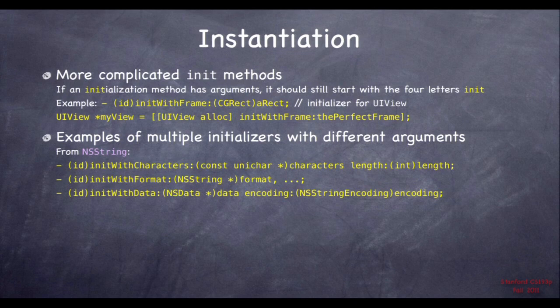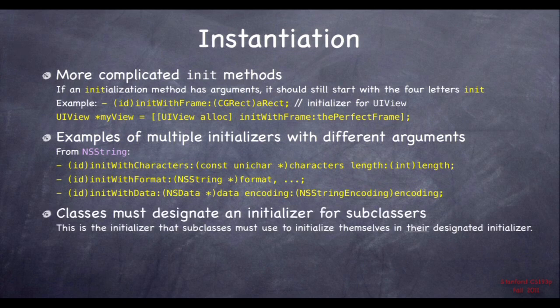Okay, so these are all just inits, and all of these you would say alloc and then call one of these inits. Now there's a little bit of a trick here with init, is that all classes have to designate one of their initializers to be what they call the designated initializer. This is the initializer that if you subclass that class, you need to call in super to get your superclass initialized. Okay? Because when you create a subclass, you're going to create your own initializers. All right? And when you do, you need to initialize your superclass's instance variables, and all that stuff. And you do that by calling this one initializer.